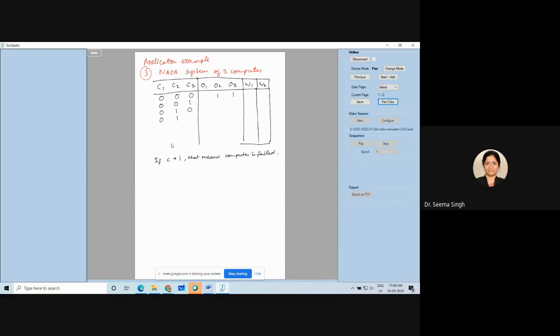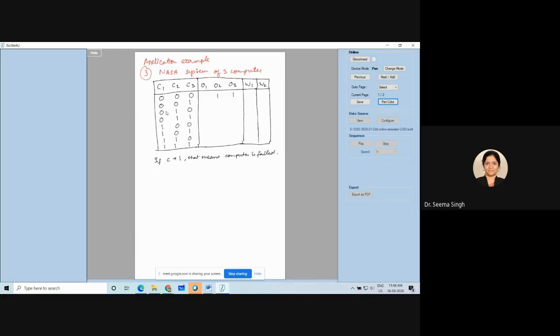How many will come? You are not answering, I am writing simply. There will be 8 possibilities, right? There will be 8 possibilities. Now, if 3 variables are there, 8 possibilities there, we need to make a truth table for this 8 possibilities because there are 3 computer systems. If we had 4 computer systems, there would have been 16 possibilities.